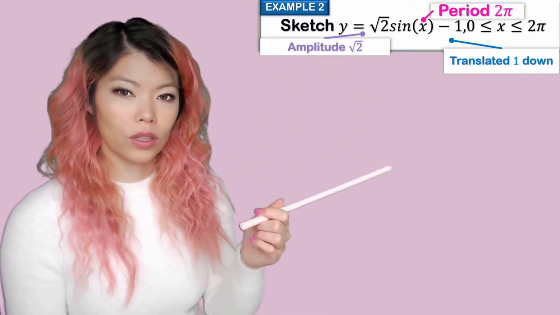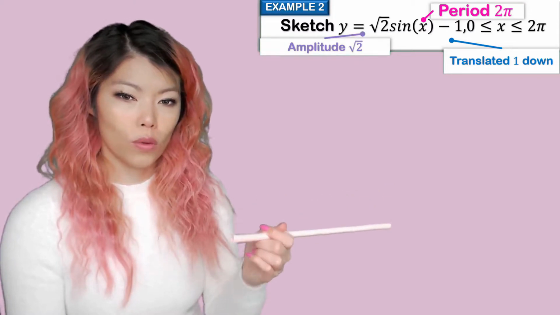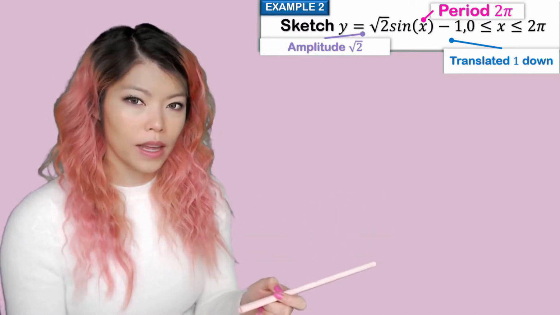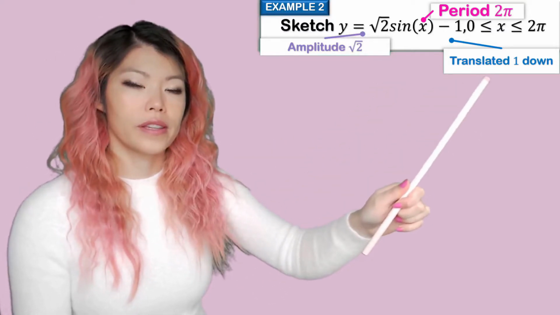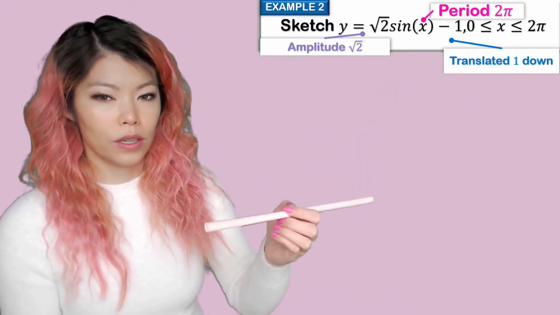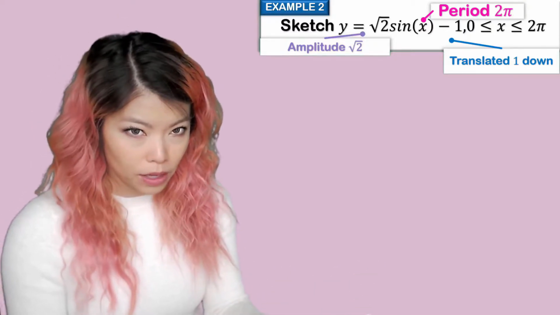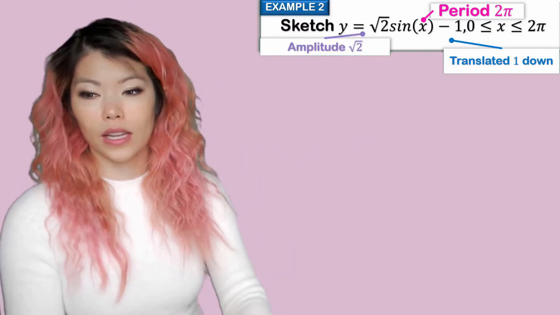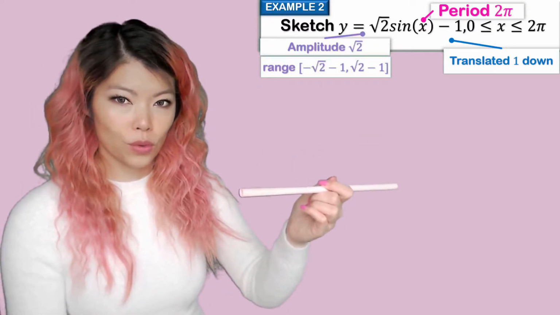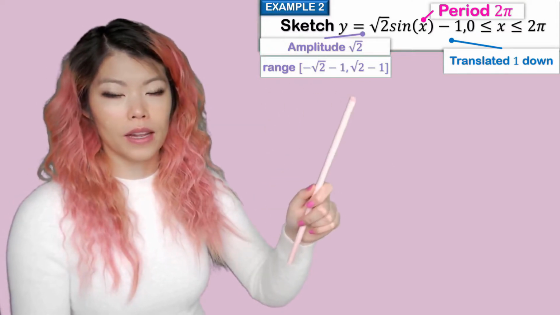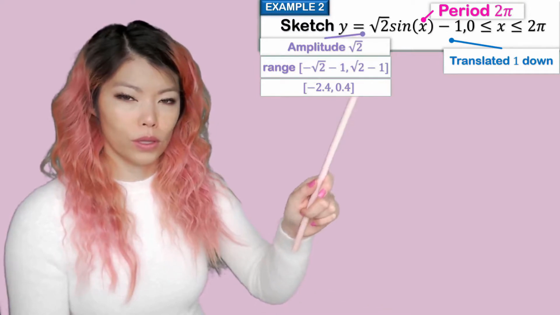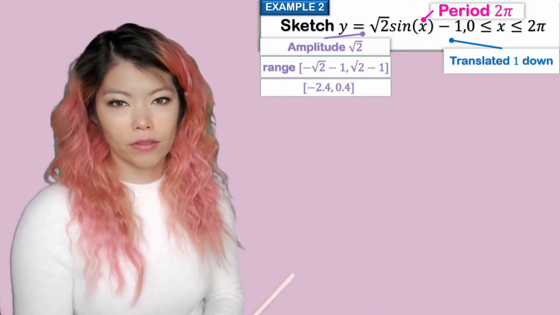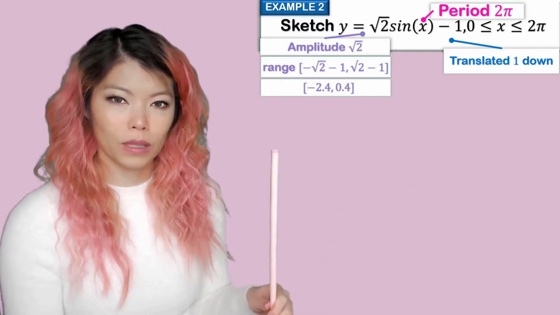So the amplitude is root 2, which means our lowest value is normally minus root 2, and our highest value is normally root 2. But because of the translation, our lowest value is negative root 2 minus 1, and our highest value is root 2 minus 1. And if you put that in a calculator, that's roughly negative 2.4 and 0.4. It's always good to have a rough idea of how much it is so that you can sketch it properly.